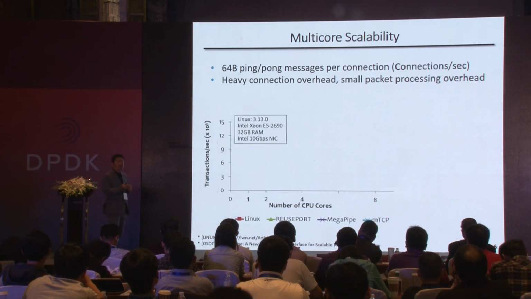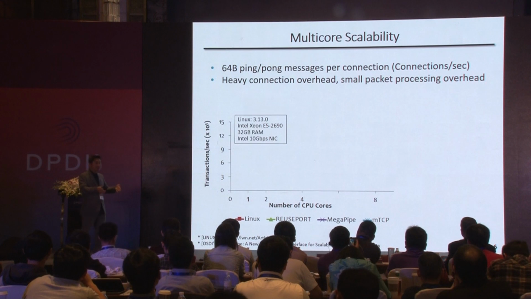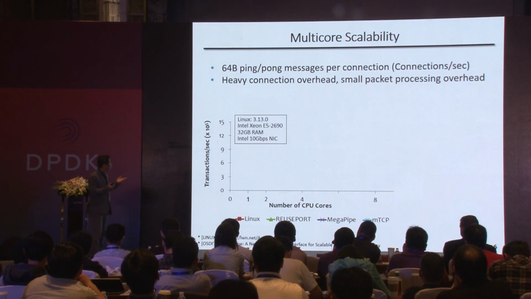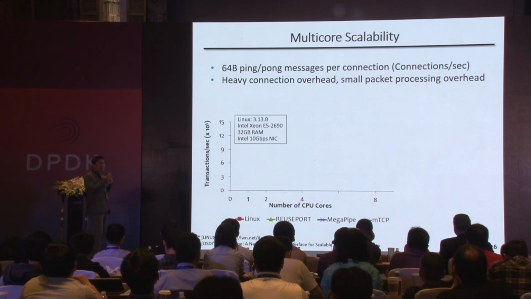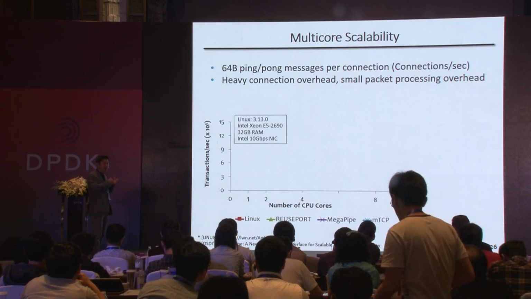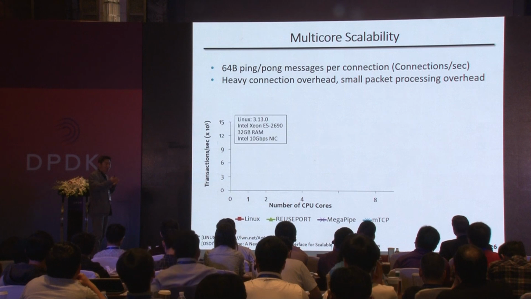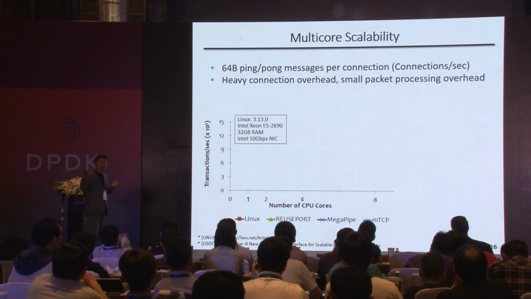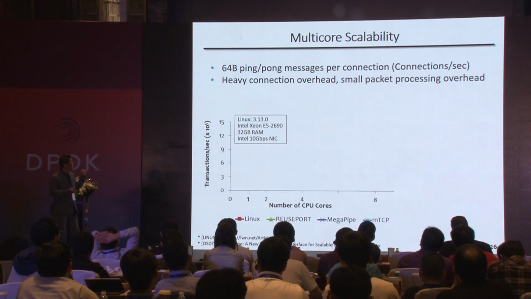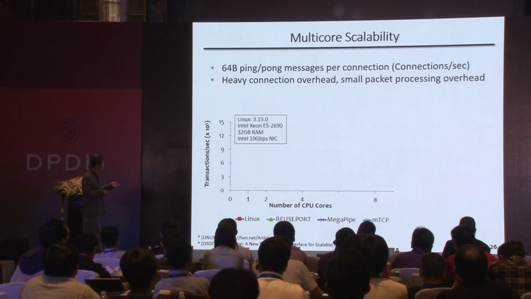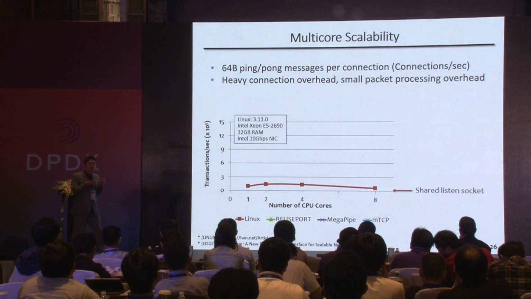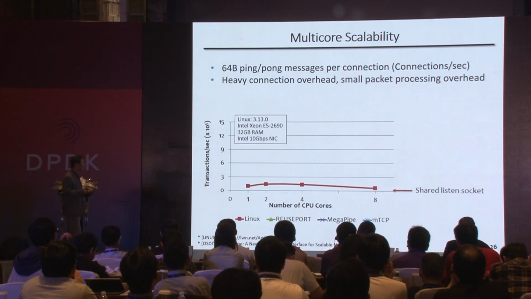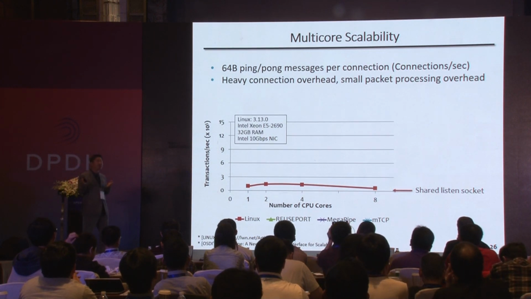So here is a multi-core scalability experiment. In this setup, we measure the number of messages per second. For each TCP connection, we send one minimum-size 64-byte packet, then receive a 64-byte packet, and then close the connection. No persistent connection, so very heavy connection overhead and small packet processing overhead. The red line is plain Linux 2.6, but it's actually the same as 3.10 and 4; the TCP stack has not changed a lot.